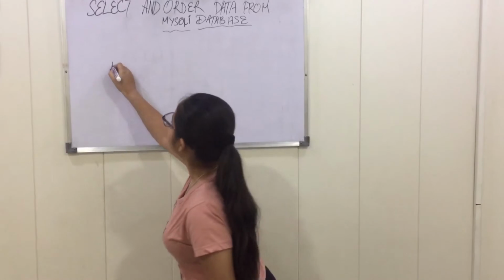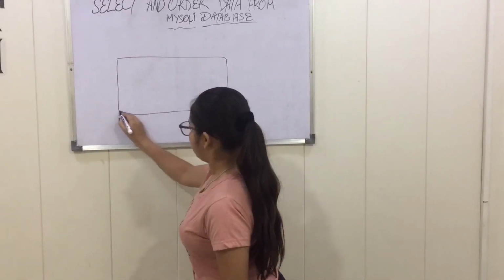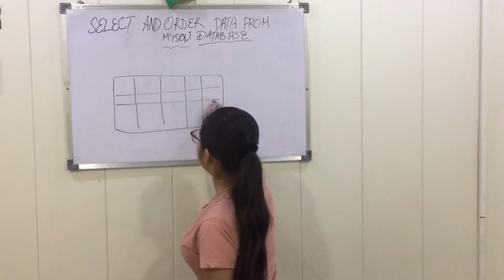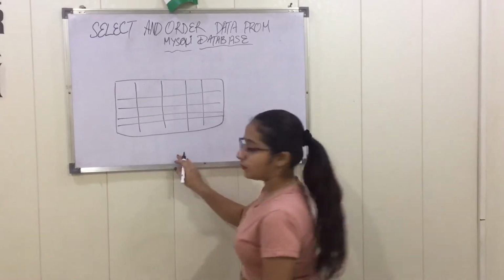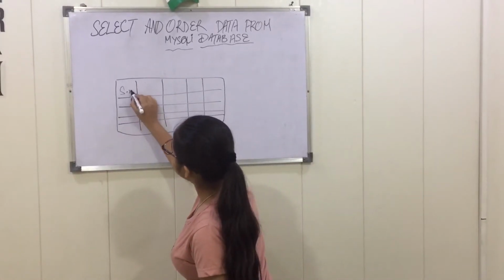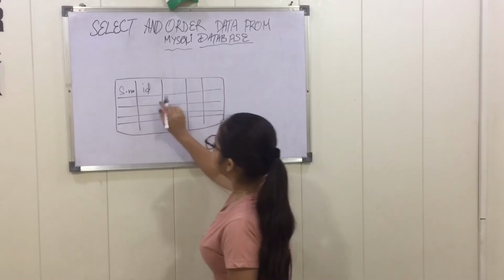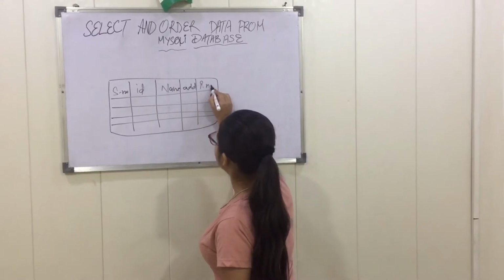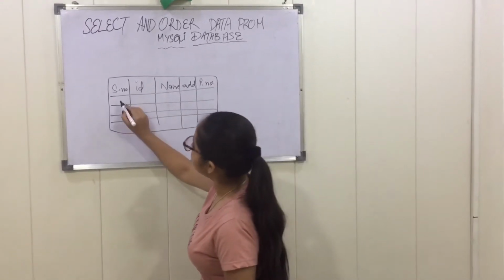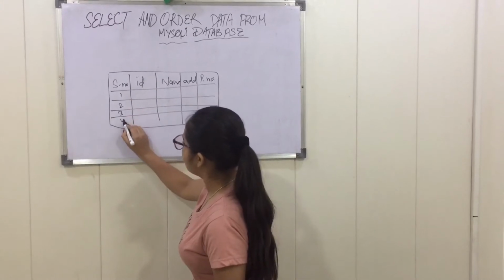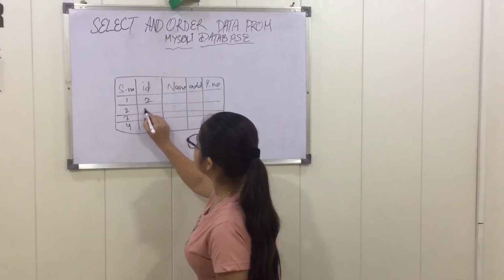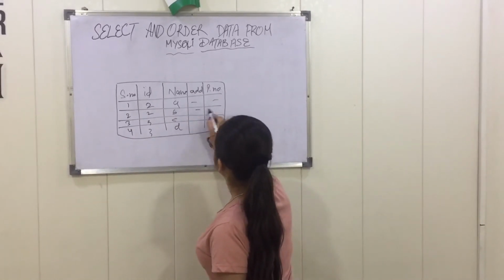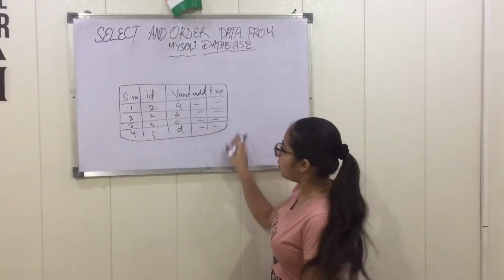Suppose, for example, this is my table and I have taken the fields here. After that, I have stored some data into these fields. The first field is the serial number, second is ID, third is name, and then address, and then phone number. After that I am putting in the data: serial number 1, 2, 3, 4, then the ID, which can be anything. After that the name, that is A, B, C, D, and so on. The data is being fed into all the fields.